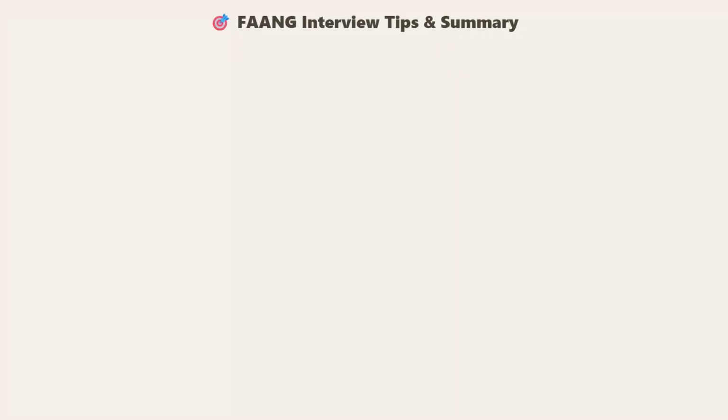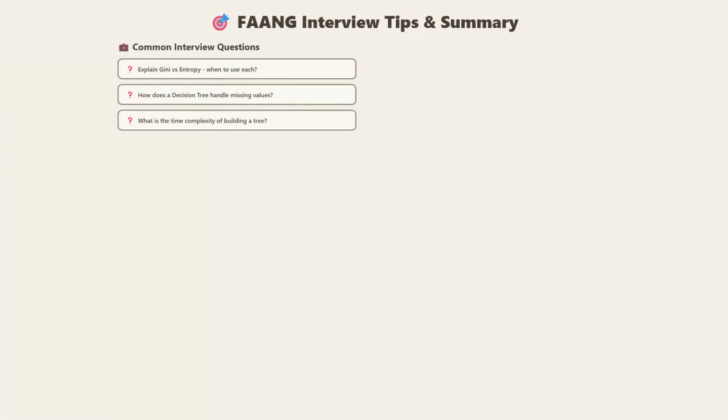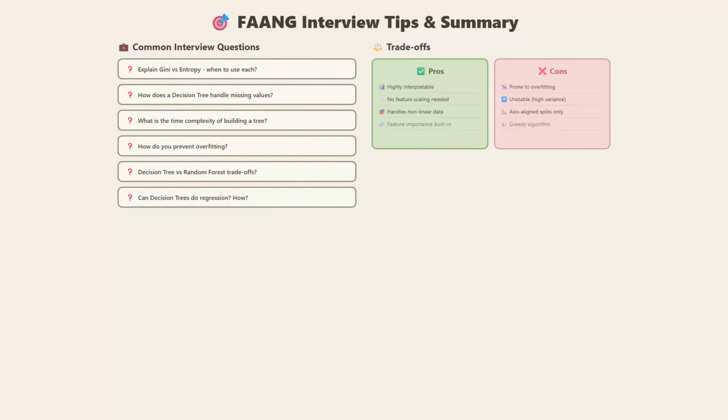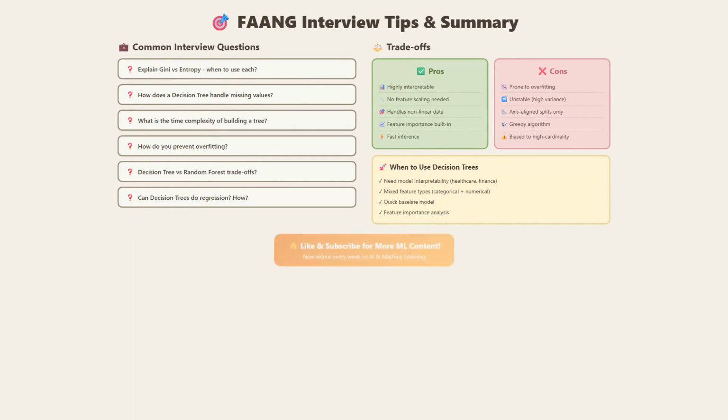Let's wrap up with some key points that frequently come up in FAANG and other technical interviews. The question cards flip in, showing common interview questions you should be prepared to answer. First, explaining Gini versus entropy. Both measure impurity, but Gini is computationally simpler and often preferred, while entropy has information-theoretic foundations. In practice, they usually give similar results.